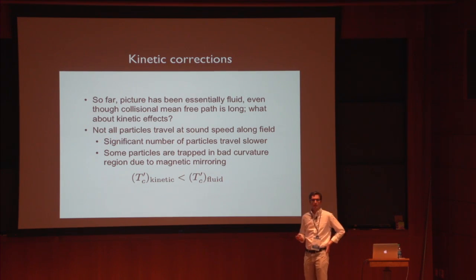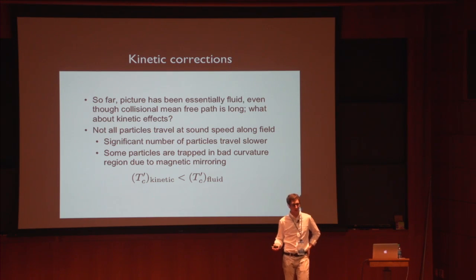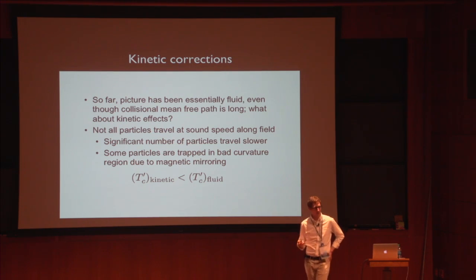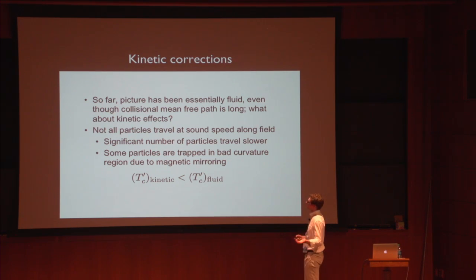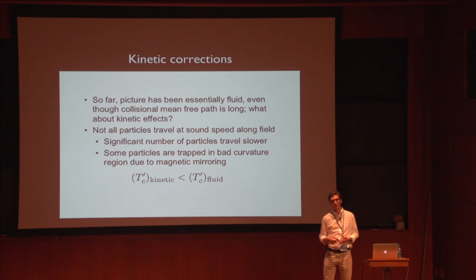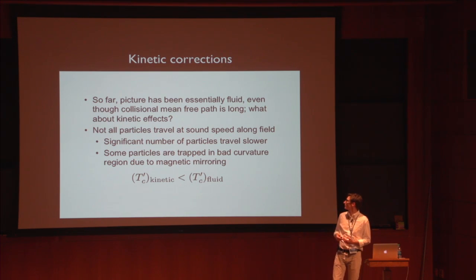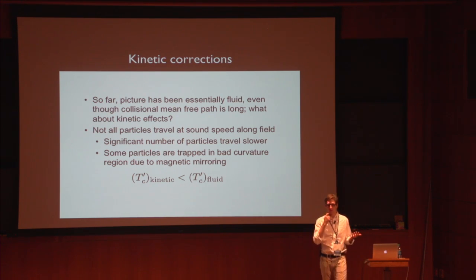So I said earlier on that this was something that we use gyrokinetic codes to treat. But everything I've talked to you about so far has been fluid, fundamentally, right? The picture I showed you before knew that there were drifts, but otherwise it was pretty much a fluid picture. And so we know that the collisional mean free path in these plasmas is actually long. And so the question is, what about the kinetic effects? How are they going to modify the picture that we just looked at?